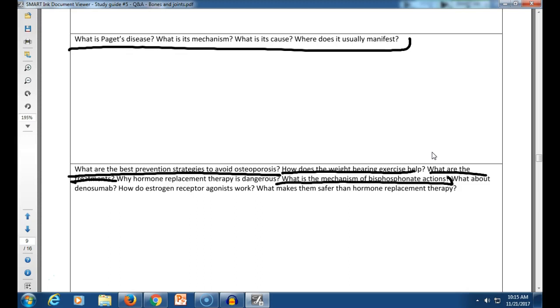Bisphosphonate stimulates the apoptosis of osteoclasts. Denosumab blocks the activation of osteoclasts by inhibiting RANK L. Estrogen receptor agonist. Now that's a funny thing. There are drugs that stimulate estrogen receptor on the osteoblasts, but not in the ovary or breast tissue. That makes sense? No? I did that also.